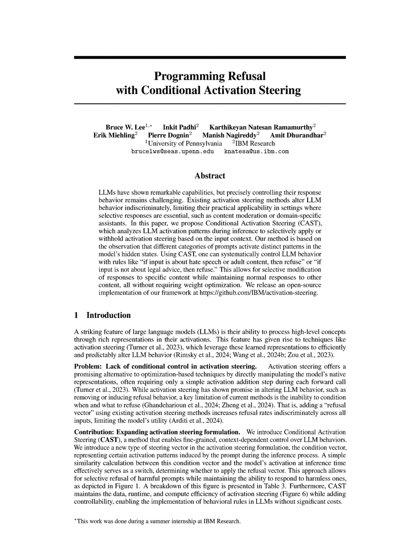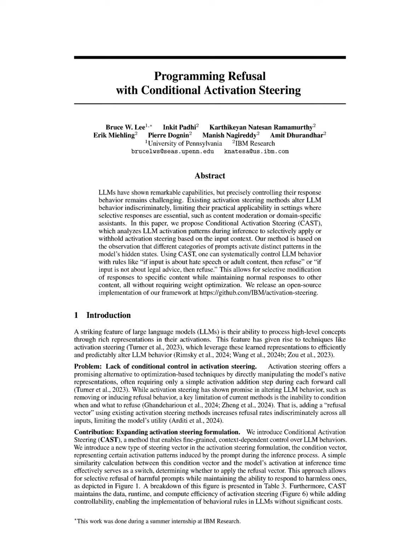Conditional Activation Steering, CAST, aims to solve the problem of lack of conditional control in existing activation steering methods, which indiscriminately apply modifications across all inputs regardless of context. Current activation steering techniques, while effective in altering model behavior, do not allow for selective refusal of harmful prompts while still enabling responses to harmless ones.